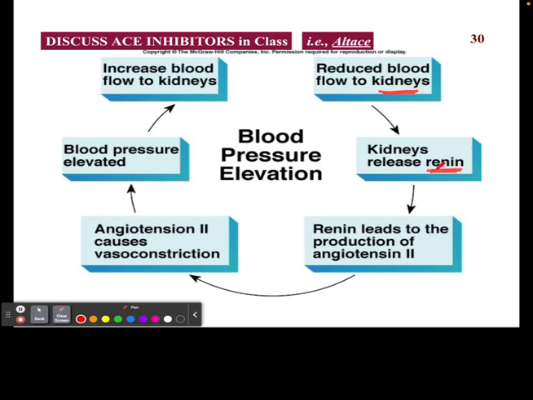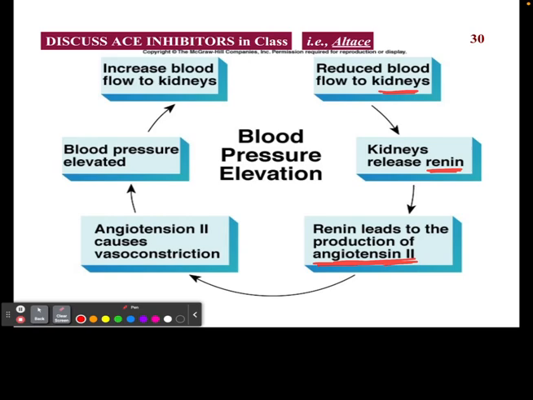When that happens, we are going to be able to produce angiotensin 2. This is something we discussed in the hormone chapter in the previous playlist. So if you want to go back and see the specifics of how angiotensin 2 is produced, you can go back to that video. So back to it, the kidneys are going to release renin.